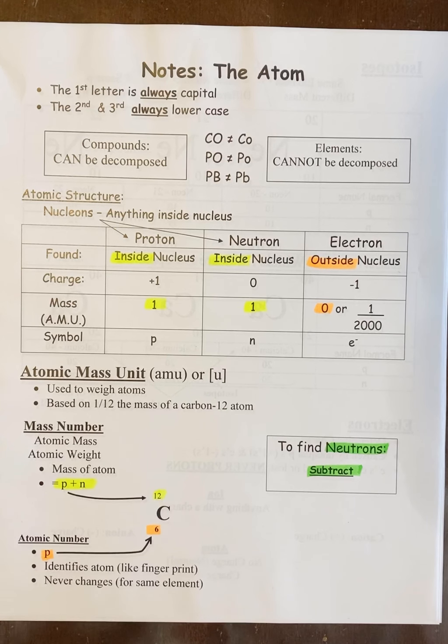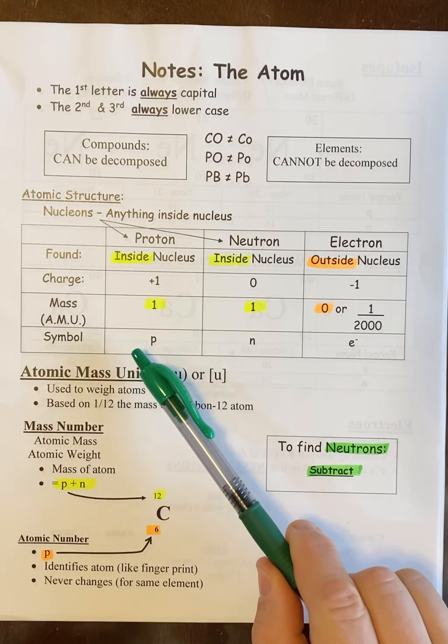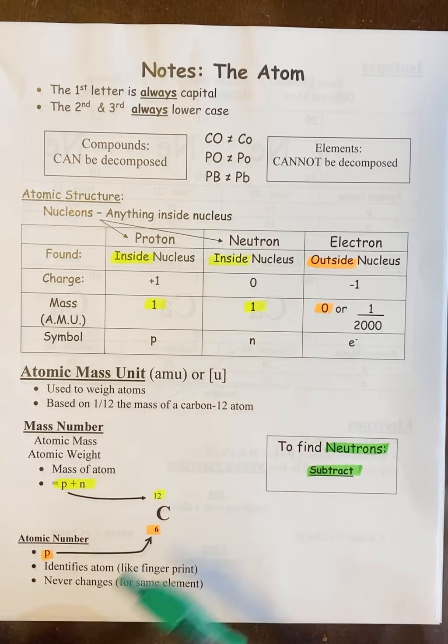It depends on the type of question that they're asking. For the purposes of the weight of the atom, we assume it's 0, but if you're just talking about the actual weight of the electron, it does have some weight, although it's very small. And then symbols: lowercase p, lowercase n, lowercase e. I like to write it with a little negative sign. If you write the negative sign enough, you'll always remember that the electron is the negative one. So that's pretty much what's in an atom.